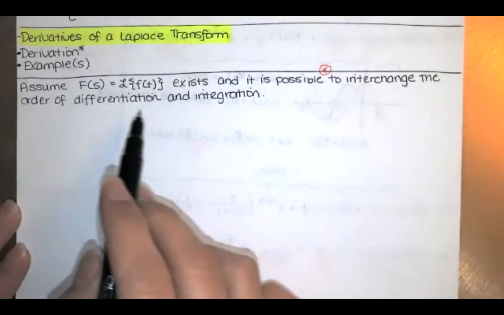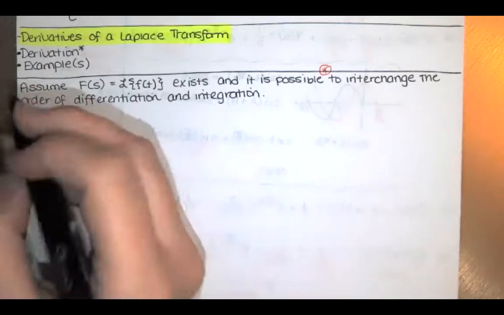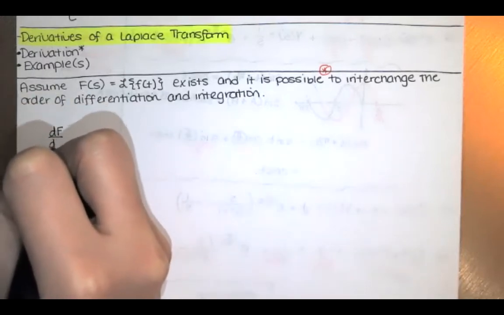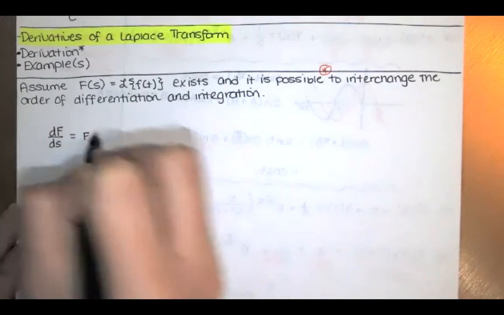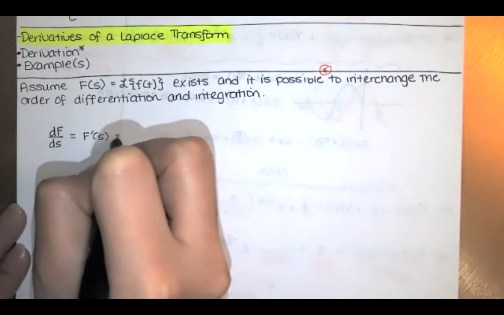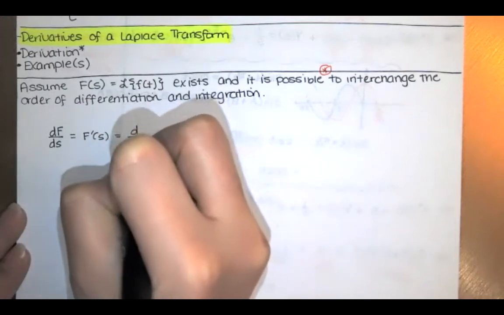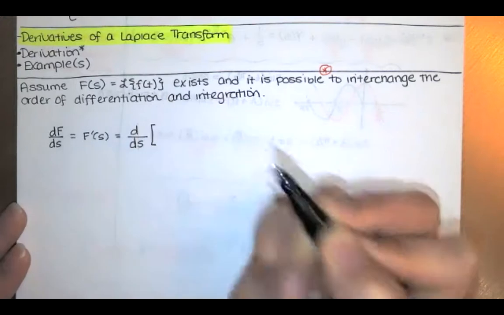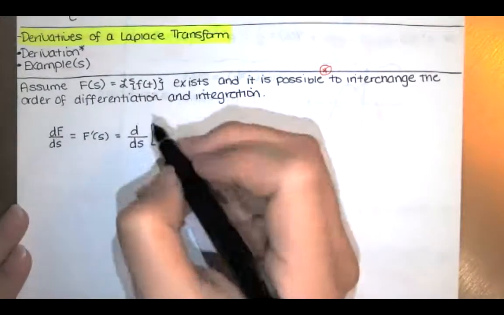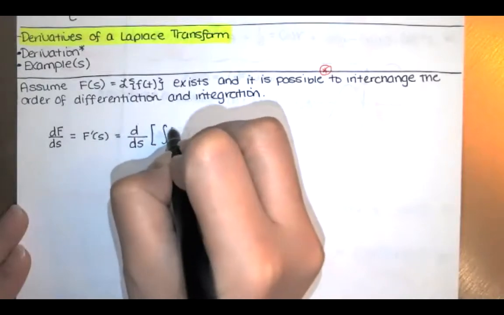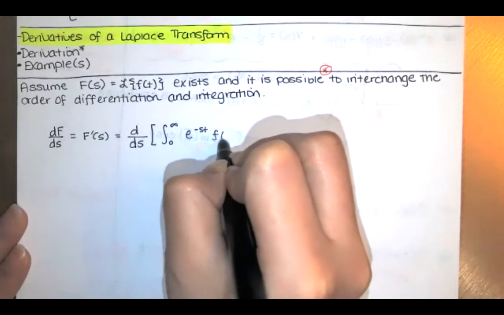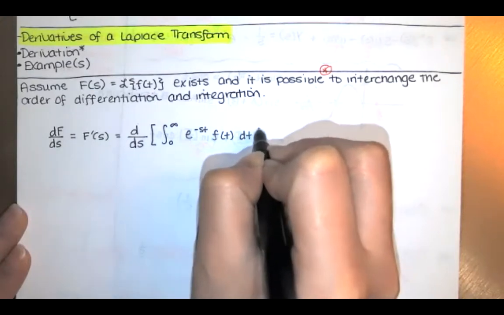So let's say that F(s) exists, and it's possible to interchange that order of differentiation and integration. Well, then in that case, the derivative of F with respect to s, which can be denoted that way in Leibniz notation or this way in prime notation, is the derivative with respect to s of the Laplace transform F(s), which is defined this way. It's the integral from 0 to infinity of e to the negative st times f(t) dt.